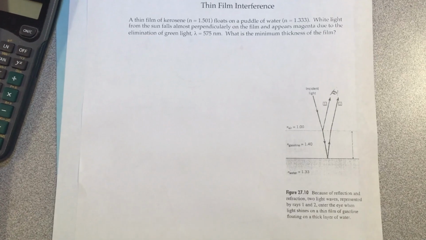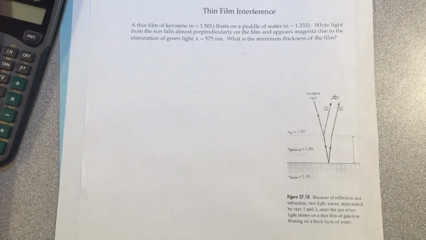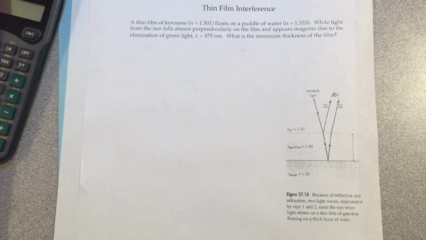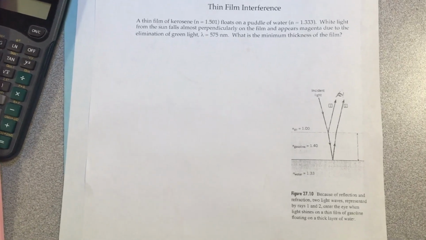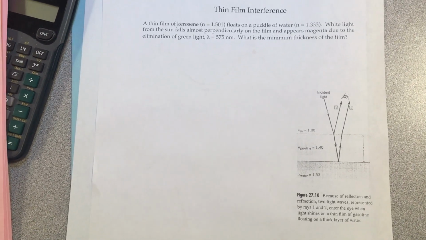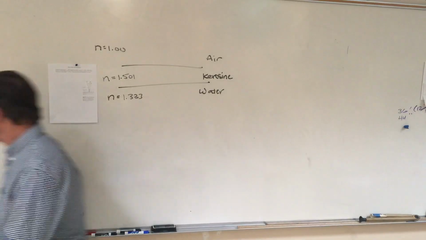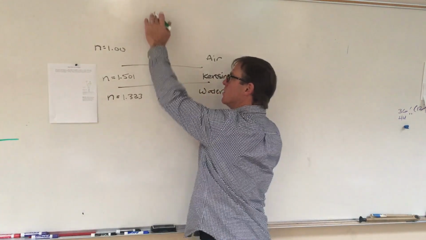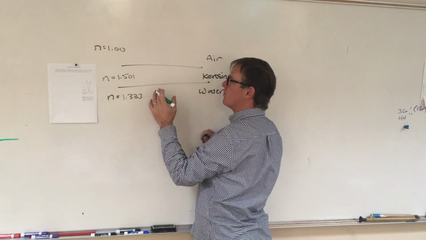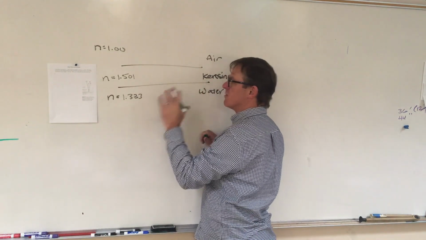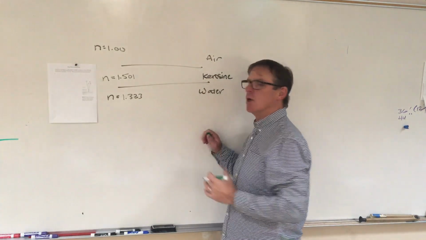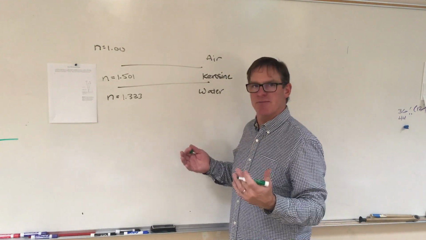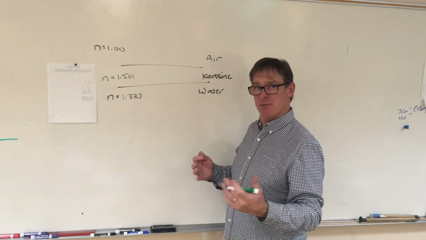And I would like to reiterate, we want to know the minimum thickness of the film for which green light is destroyed through destructive interference. White light falls nearly perpendicularly on the film, but the conditions of the film, the thickness, allow green light to be destructively interfered with and eliminated to the viewer.